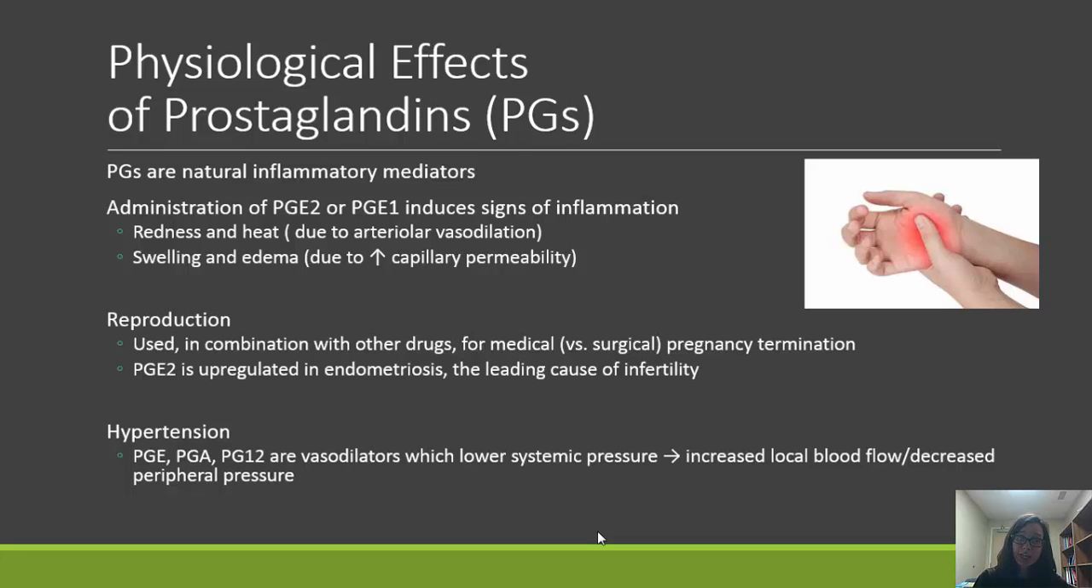And it's also been suggested that these prostaglandins may play a role in male infertility. But I couldn't find really much recent evidence of that, so I'm not sure if that is still a viable hypothesis. Now, we also know that some of our prostaglandins are vasodilators, which lower systemic pressure, increase blood flow, and decrease peripheral pressure. So the thought is, if we can isolate these prostaglandins or produce them in a laboratory setting for a medication, maybe they could have a positive impact on hypertension.